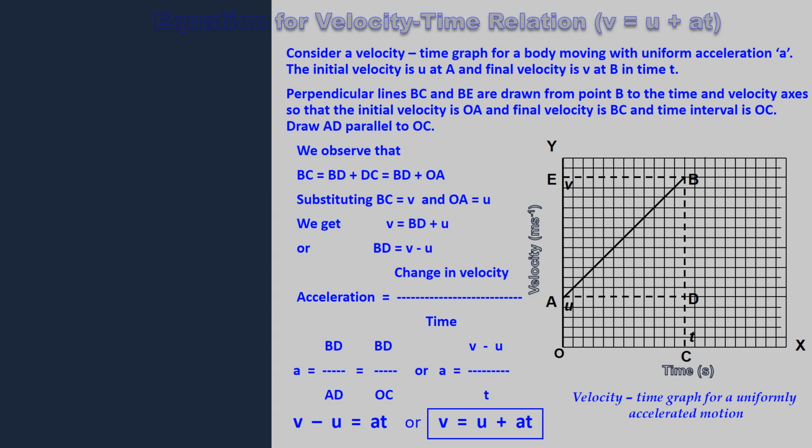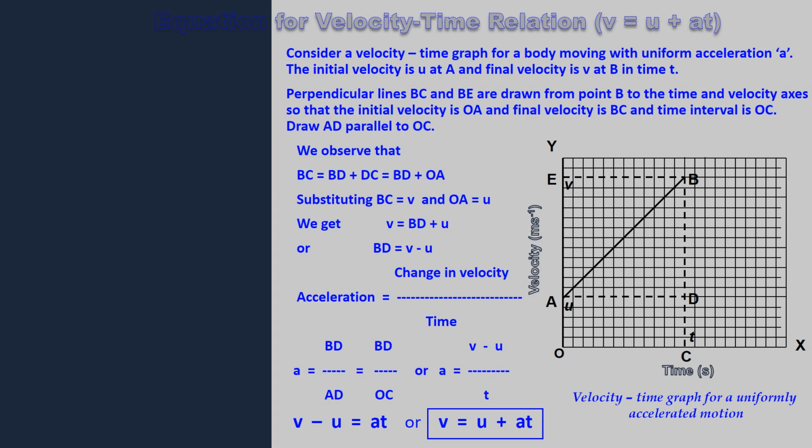We observe that BC is equal to BD plus DC, which is equal to BD plus OA. Substituting BC, which is equal to final velocity v, and OA, which is equal to u, we get v is equal to BD plus u, or BD is equal to v minus u after rearranging it.